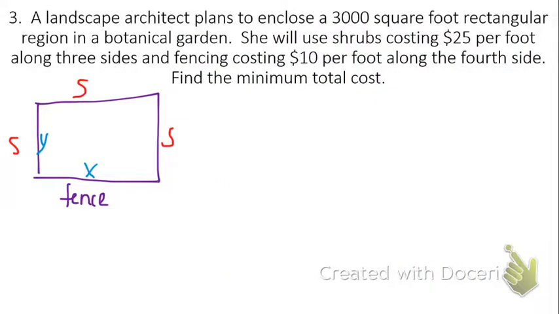It tells me that you're enclosing a 3,000 square foot garden. So what does that mean? 3,000 square foot. That's the area. So that is xy equals 3,000. Do you agree?